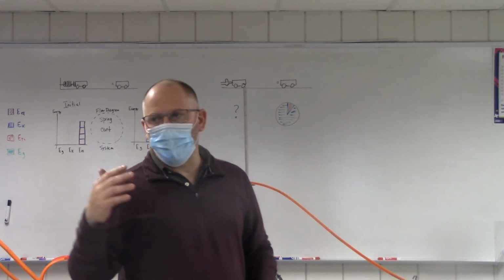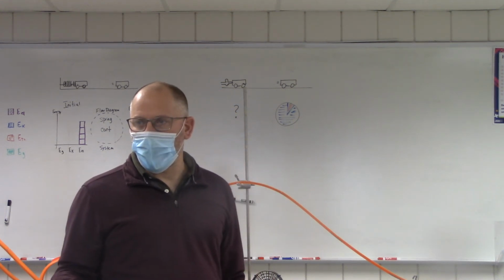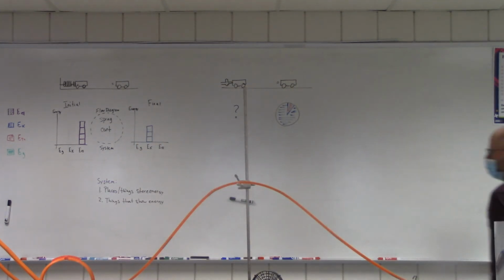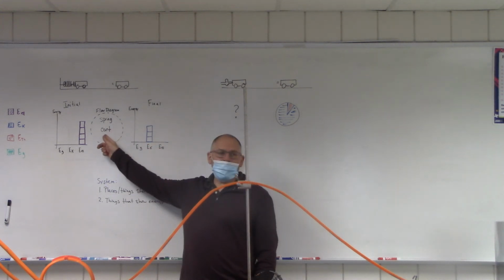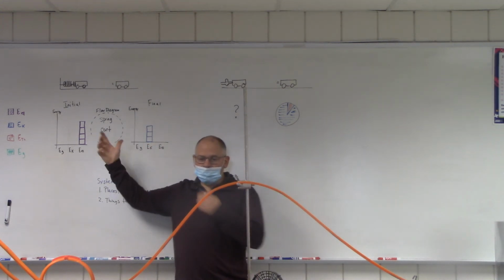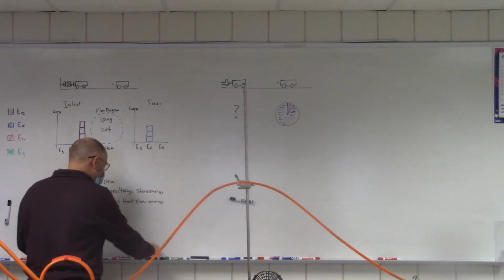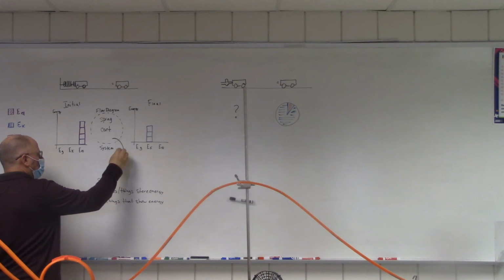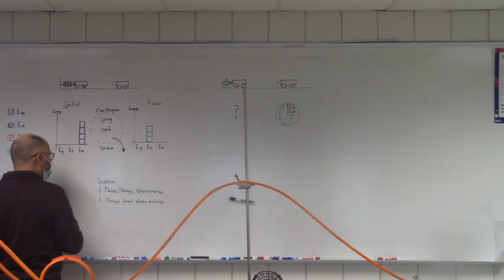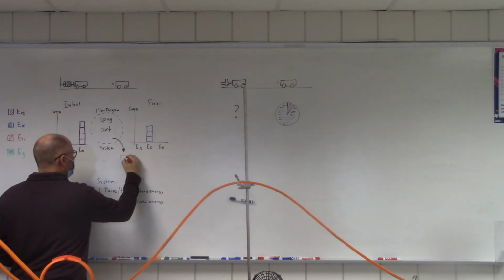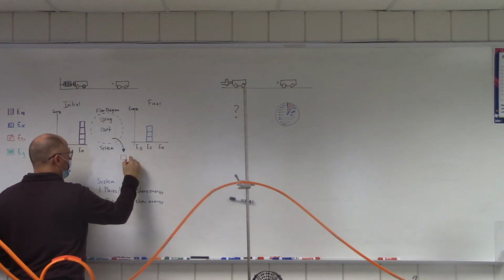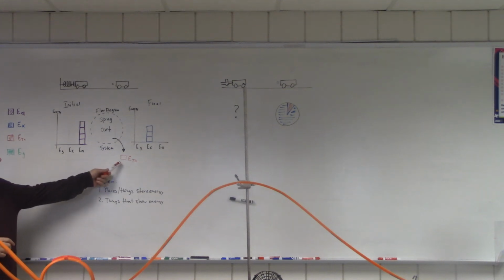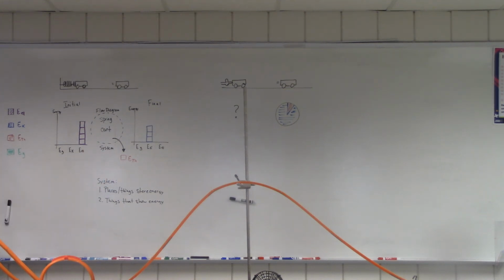We can't store thermal energy. Okay? You can't store thermal energy. So, the thermal energy is not in the spring and it's not in the cart, it's not in the system. And so because it's not in the system, we say that we lose out of the system 1 block of thermal energy.